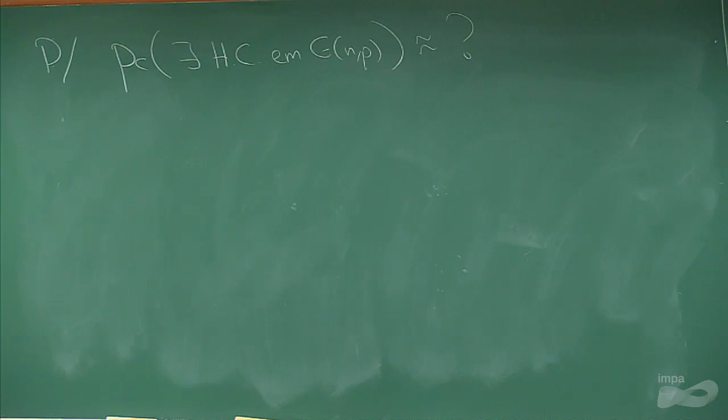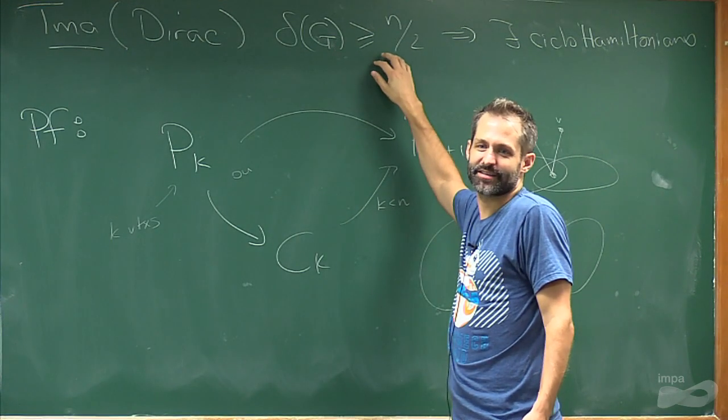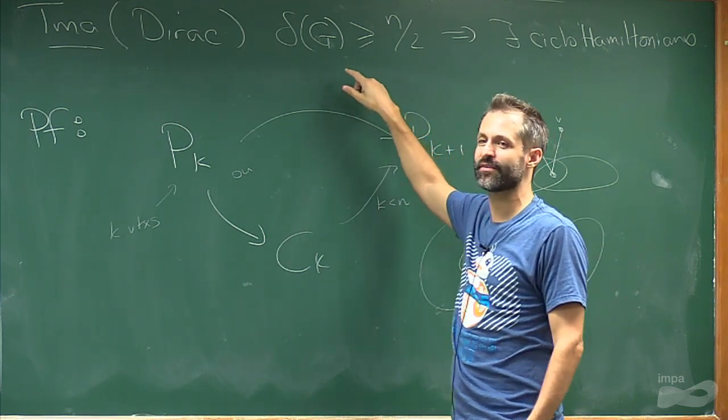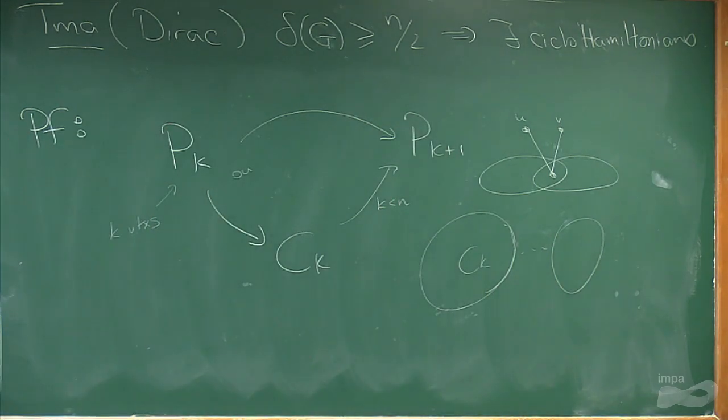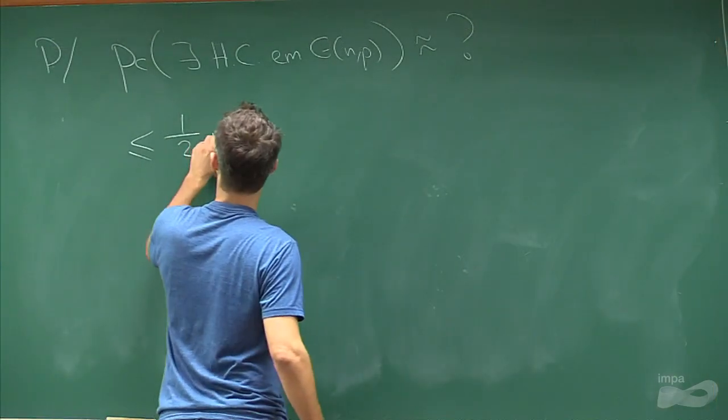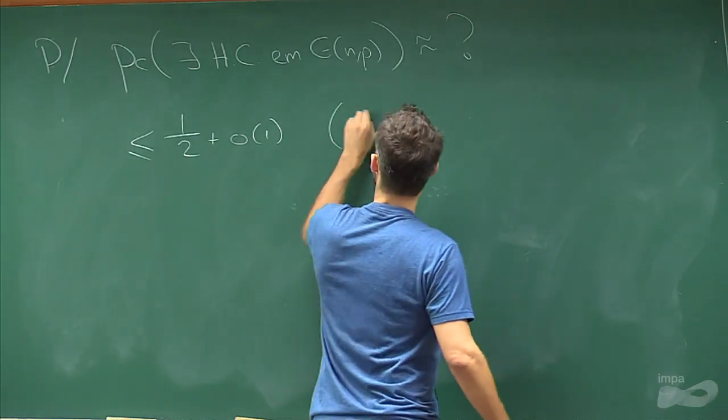So what can you tell me about it? Right, so you might guess from this, maybe it's a half, right? Certainly if p is bigger than a half, then you'll have this property by probability, so you'll be done. So it's at most a half. It's at most, well, half plus a little o(1) by Dirac.